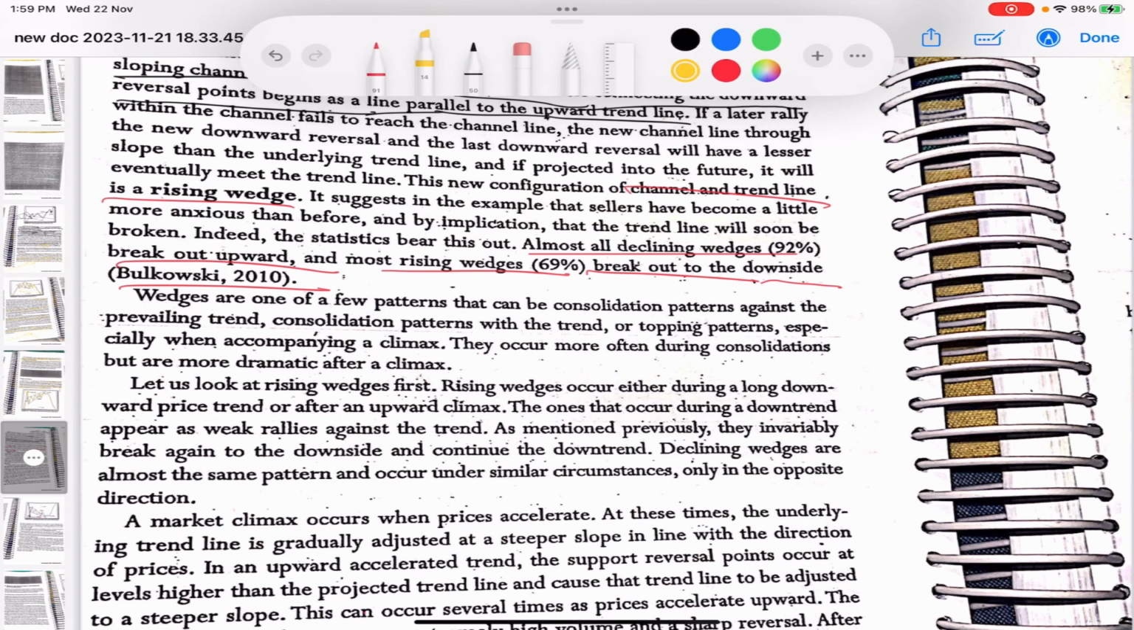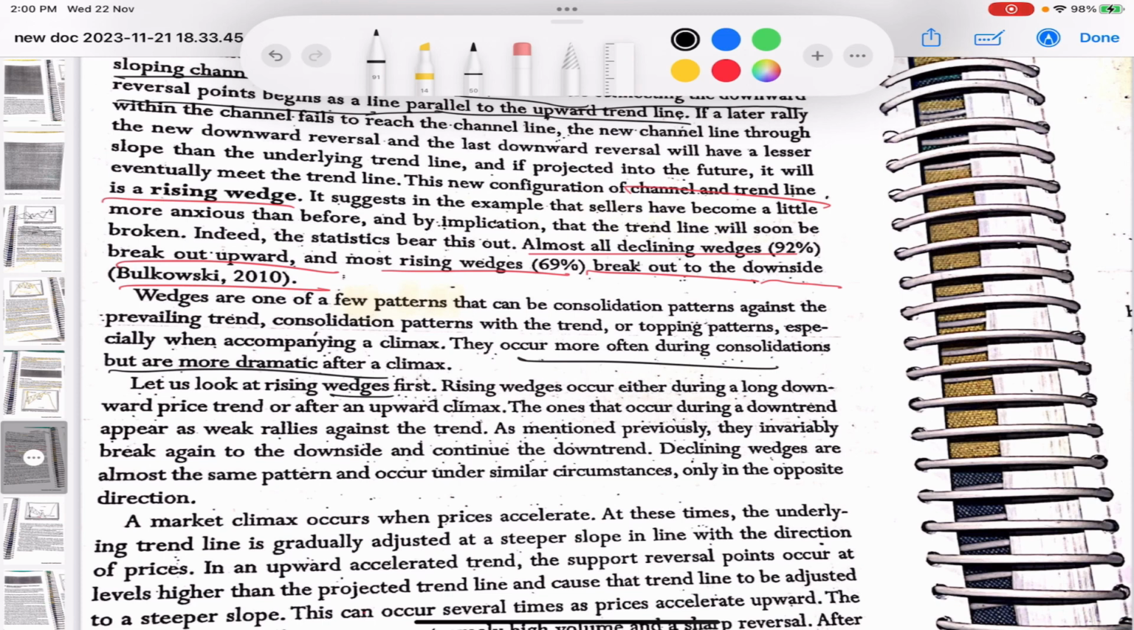And wedges, when we talk about wedges, they are one of the few patterns that can be consolidation patterns against the prevailing trend. So if the usual previous trend is upside, then the wedge can break into the downside, right? So you need to keep in mind that a wedge is usually more successful in the opposite direction, and that's the specialty of wedges. They occur more often during consolidations, but are more dramatic after a climax. So you need to make sure that there is a climax, because that will increase your profitability.